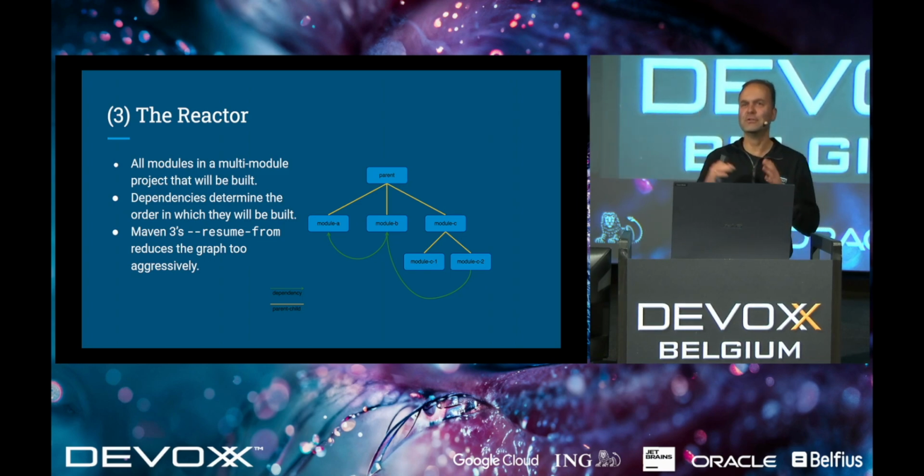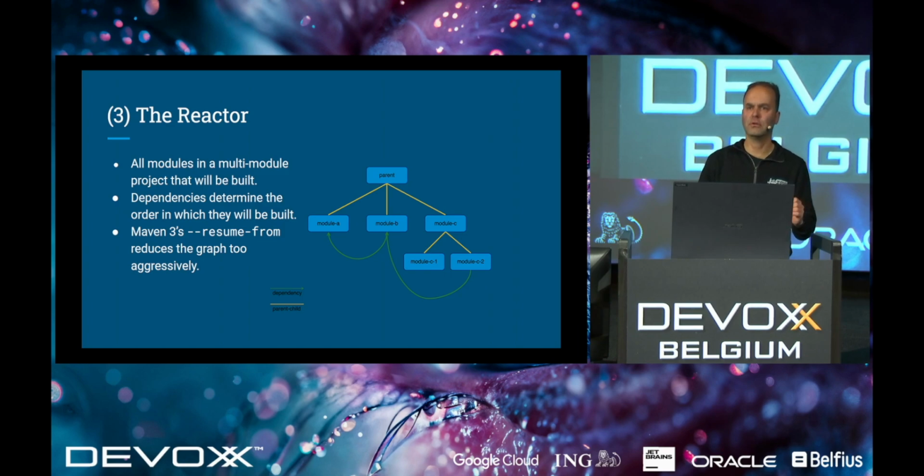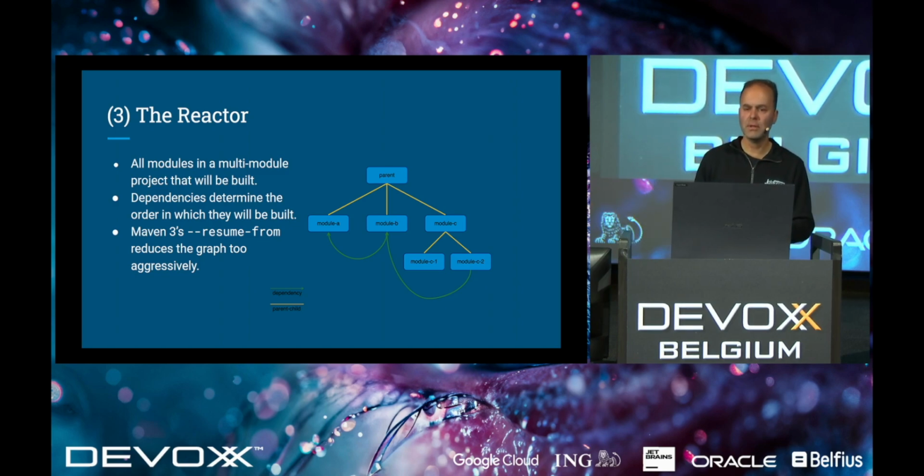So for those of you who didn't raise their hand or didn't dare to raise their hand, the reactor, you could say, is kind of the mental model that Maven maintains after it has loaded all your pom.xml files about the structure of your project. Which modules are there? How do these modules relate to one another? Which modules are a child or a parent of another module, and what dependencies are there between modules? And using this information, Maven will make a plan on the order in which all these modules will be built.